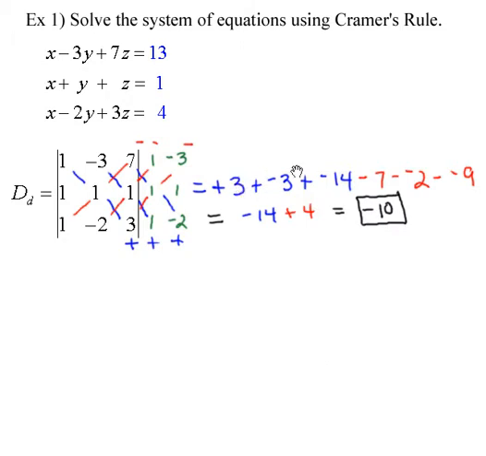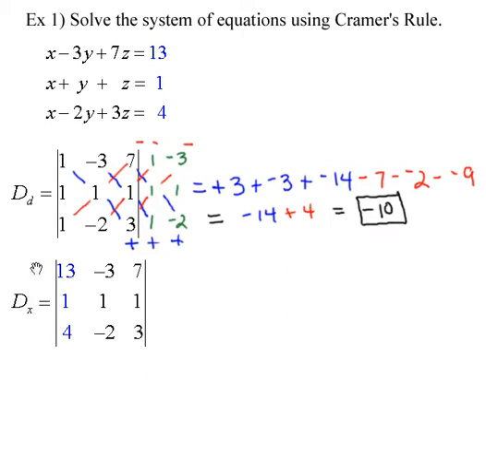Now I just did a little bit of a subtotal of the blue numbers and red numbers. You don't have to do that. You can just add them across from left to right if you wish. So again, the determinant of our denominator is negative 10. Let's begin with the determinant of the numerator of x.